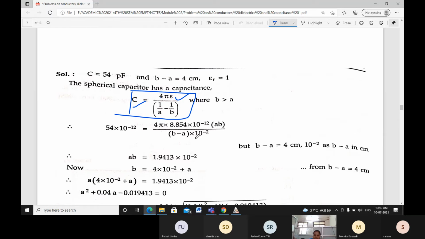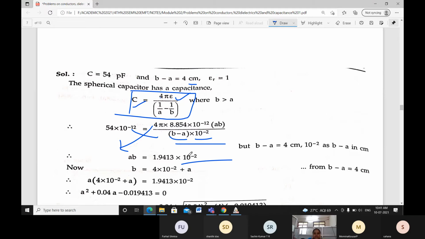Then it's a simplification here. Take the LCM, and after taking the LCM and writing it here, it's going to be AB divided by B minus A into 10 raised to minus 12. This is for centimeters. Then go for the calculation of the whole part. B minus A they have already given for us. That is going to be 4 into 10 raised to minus 2, substituted here. Then after calculation, multiplying and dividing, you will get the remaining AB as 1.9413 into 10 raised to minus 12.